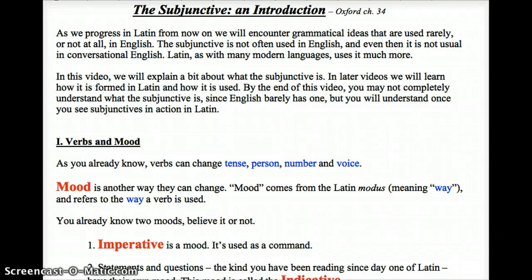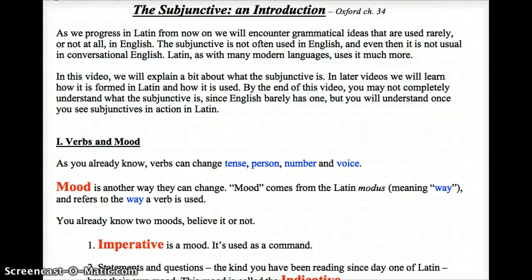Now the subjunctive. As we progress in Latin, we will from now on start encountering grammatical ideas that we don't really have in English. The subjunctive is something that still exists in a lot of European languages. French has one, Spanish and German at least have them, but it has kind of fallen out of use in English. So here we're going to explain what the subjunctive is.